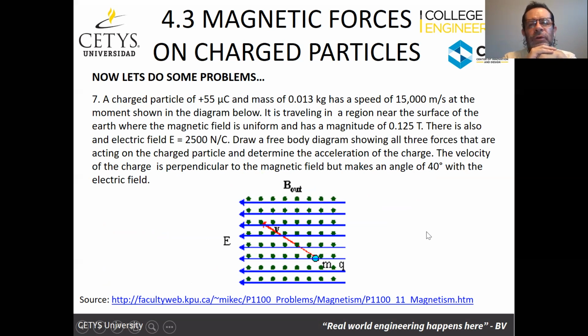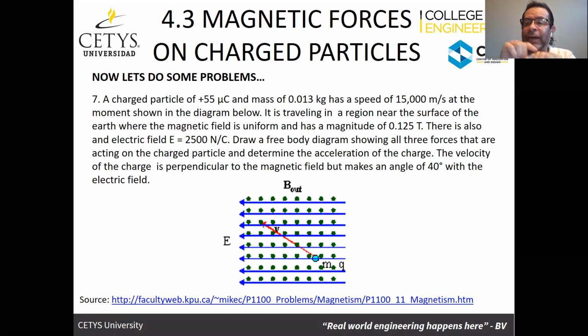Now let's think about another problem. Now we've got a charged particle. It's a plus 55 microcoulomb charge. Let's assume that that charge has a very, very small mass. It has a mass of 0.013 kilograms and has a speed of 15,000 meters per second. So again, it's a charge. We're going to consider that it has a mass for the purpose of the problem, and it's moving very fast. And we kind of take a snapshot of that. It's moving through a magnetic field.